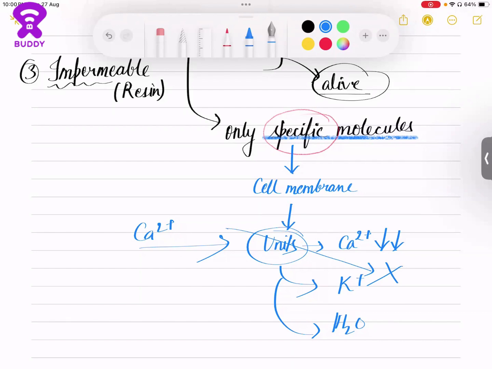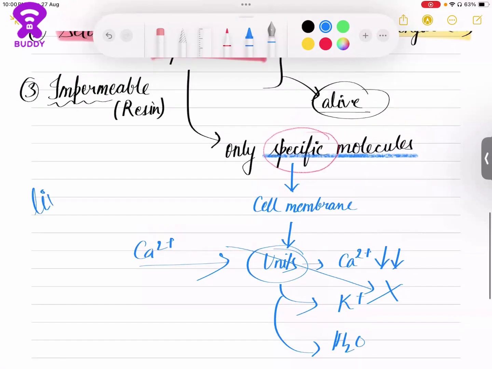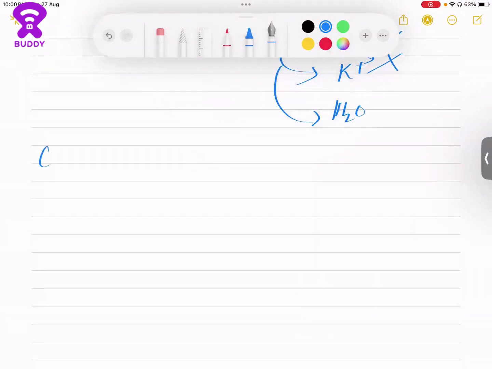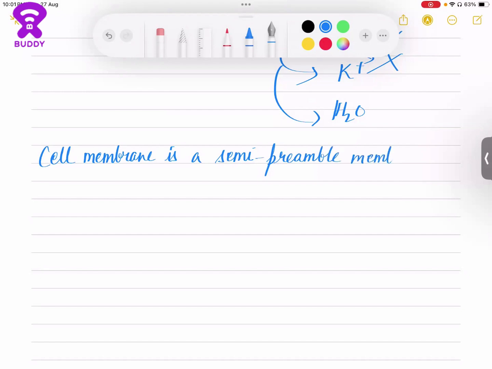So to become that specific, you need to be alive. So you got my point? So the cell membrane is a live membrane. We call it a live membrane because it is alive. And then why semi-permeable? Because it will only allow specific molecules to pass through. Easy? So see, when we write cell membrane, we say that cell membrane is a semi-permeable membrane. So now you understand what semi-permeable is also? Yes, got my point.